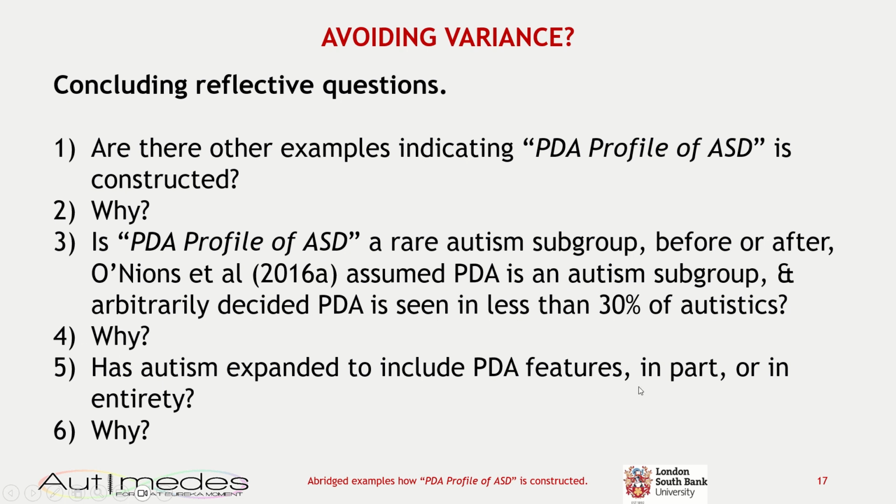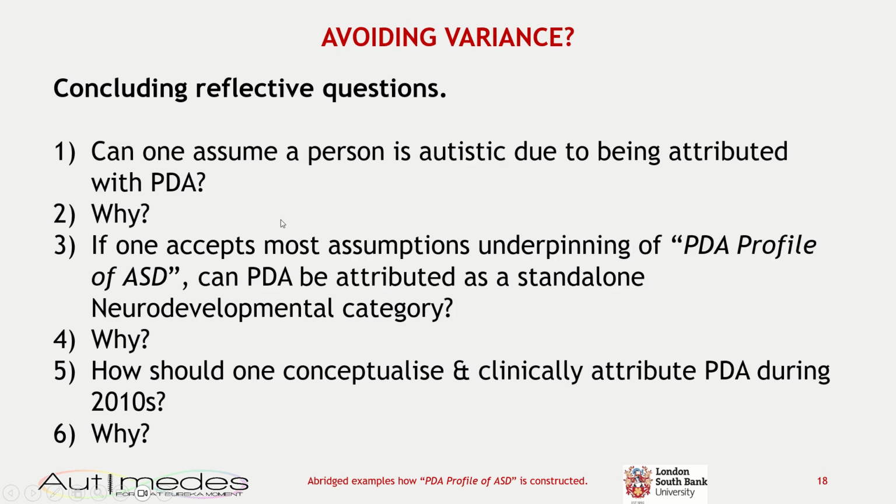Has autism expanded to include PDA features in part or in its entirety, and why? Can one assume a person is autistic due to being attributed with PDA, and why? If one accepts most assumptions underpinning a PDA profile of autism, can PDA be attributed as a standalone neurodevelopmental category, and why? And how should one conceptualize and clinically attribute PDA during the 2010s, and why?